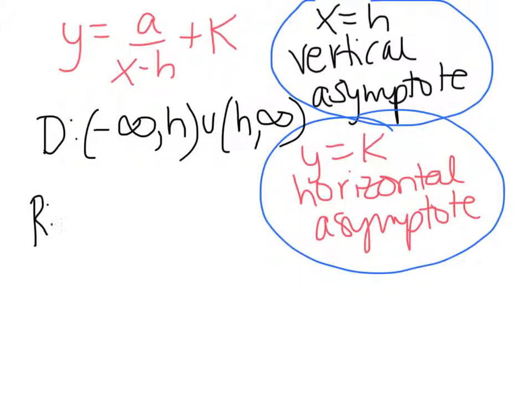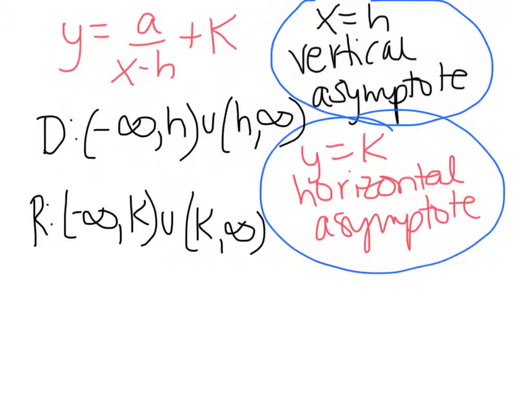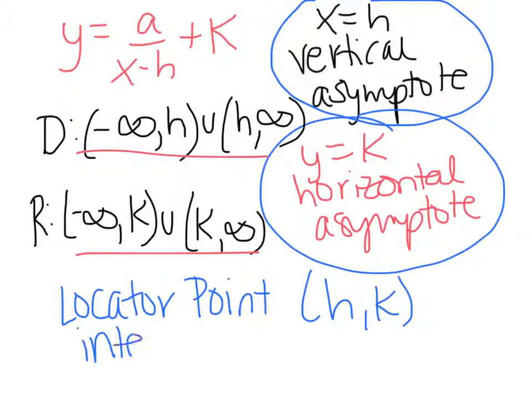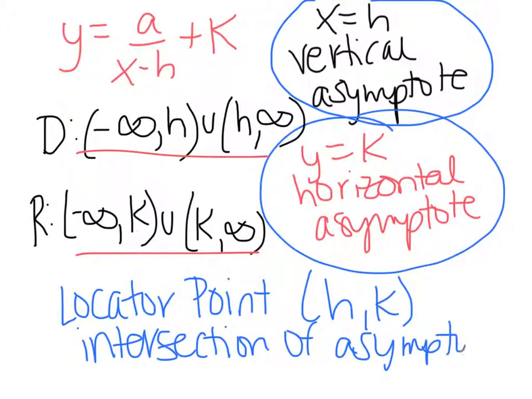Similar to your range, which is the bottom of the graph to the top, we're going to have negative infinity to our k, which is our horizontal asymptote, our union symbol, and then k to infinity. So same deal with the horizontal asymptote. It's going to take a break, and then it's going to pick back up again. So these are very easy to find as long as you can identify your h and your k. And then the a value is some kind of constant that you don't really have to worry about right now. The other thing that we're going to talk about is a locator point, and that is just your h and your k as an ordered pair. So the locator point is (h, k), and that is going to be the intersection of your asymptotes, the intersection of the vertical and the horizontal asymptotes.